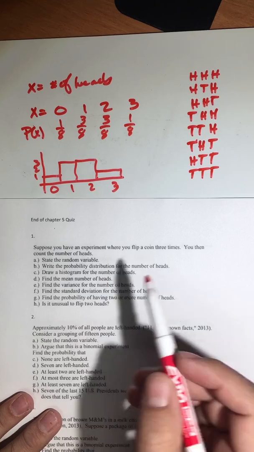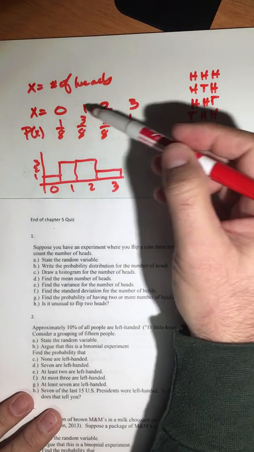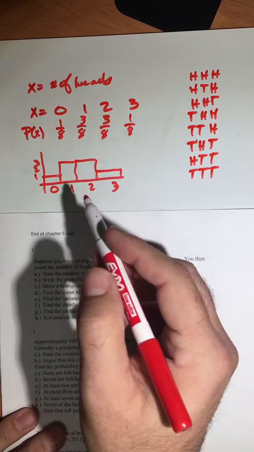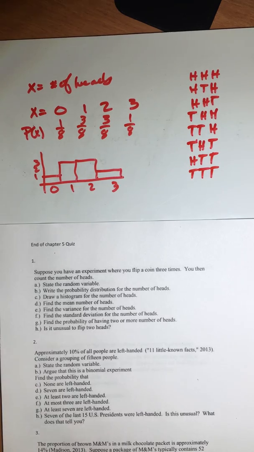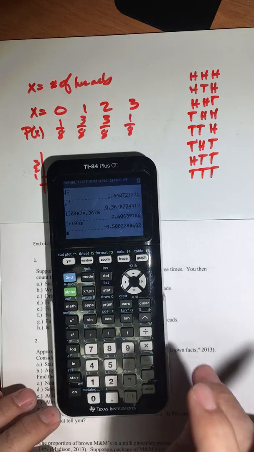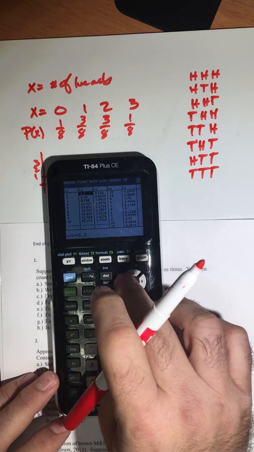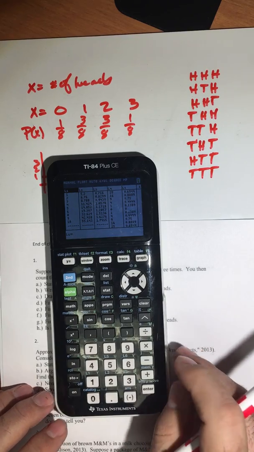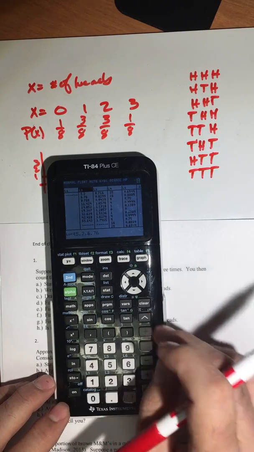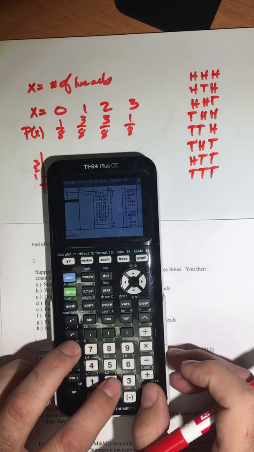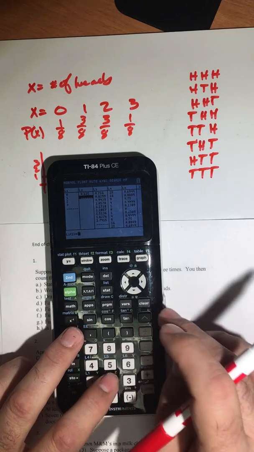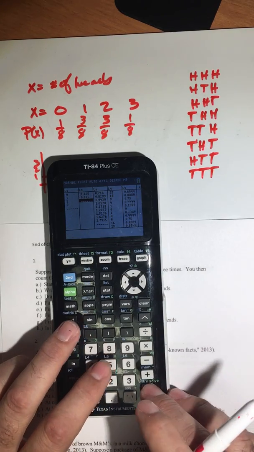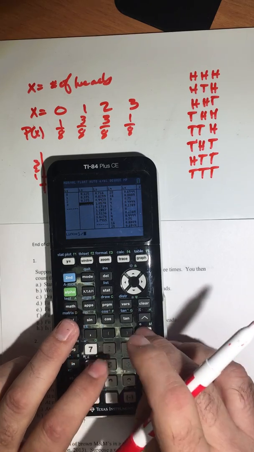Find the mean number of heads. So that's where we multiply our x values by our probabilities and then add them all up. For this, find the mean, I think we'll just do this in the calculator. So we're going to go stat edit. We're going to enter all of our information into our lists. So I've got 0, 1, 2, or 3, and then this is 1 out of 8, 3 out of 8, 3 out of 8, and 1 out of 8.